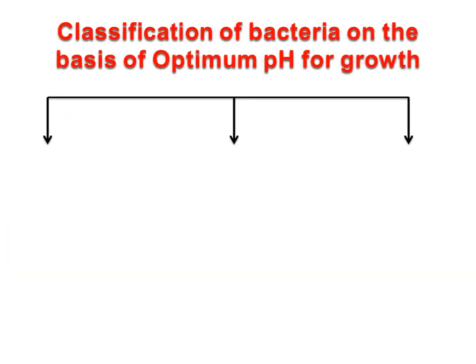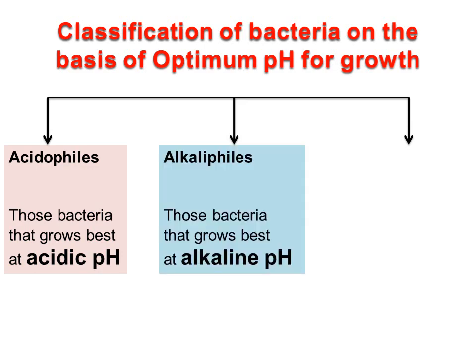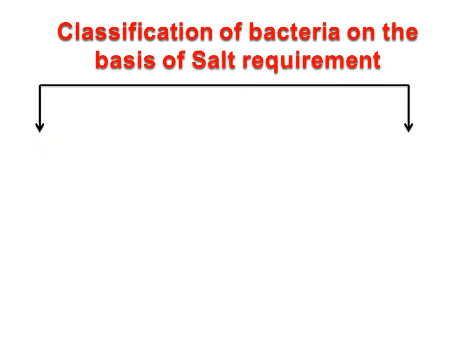Classification of bacteria on the basis of optimum pH for growth. Acidophiles are those bacteria that grow best at acidic pH. Alkaliphiles are those bacteria that grow best at alkaline pH. Neutrophiles are those bacteria that grow best at neutral pH.